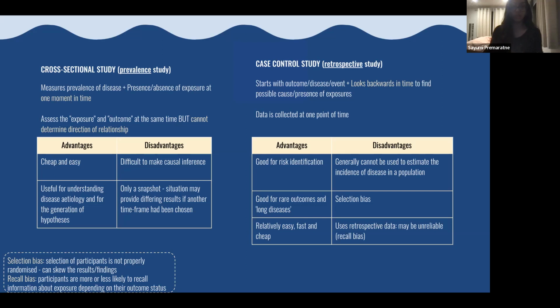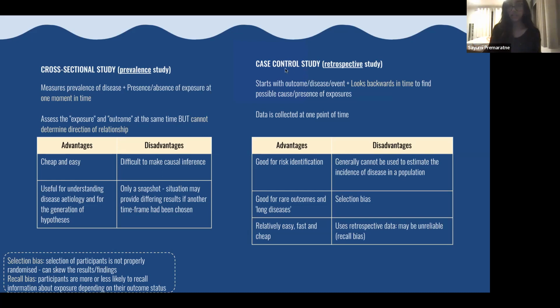A big disadvantage of this is that we can't determine the direction of this relationship. Because we're taking it at one specific point of time, we can't make any conclusions about whether the smoking is causing the lung cancer, or whether it's the lung cancer that's causing the number of people smoking. That's not a relationship we can draw because it's at one specific time. Whereas in a case control study, and we'll talk about cohort studies in the next one, you can start to establish this is the exposure, this is the outcome, because we're looking at an exposure that's occurred sometime before the outcome.